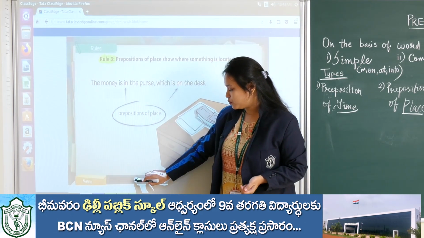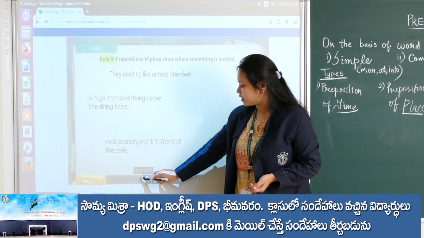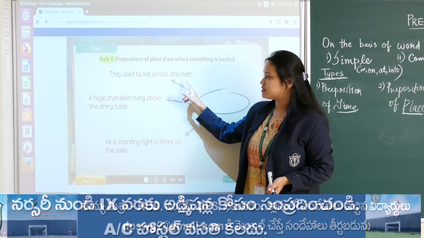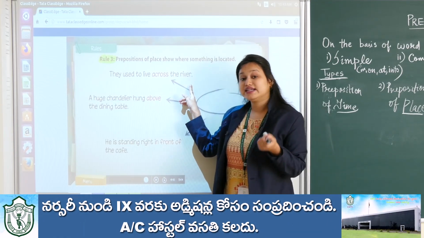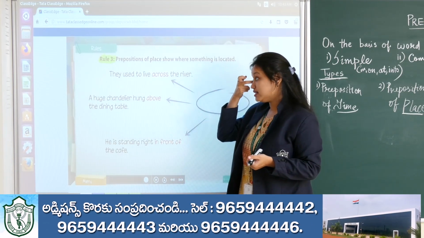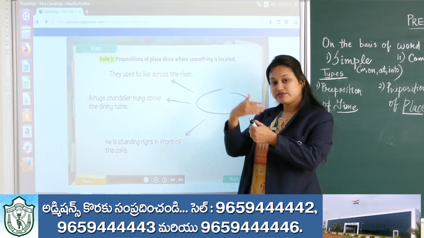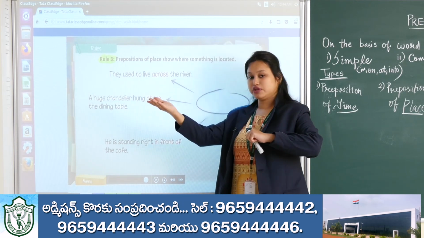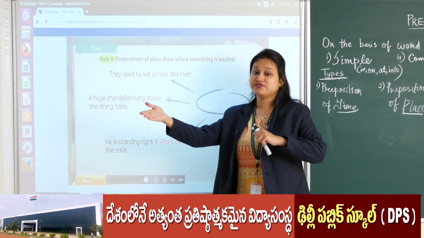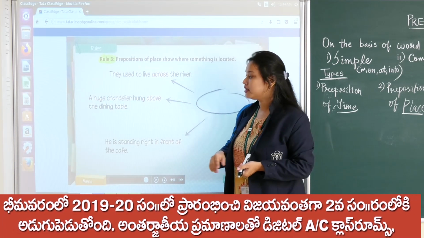Let's have some more prepositions of place. If we look here, "They used to live across the river." So where did they live? They used to live across the river. What is it saying? That a river was passing by and they used to live across the river, on the other side of it, on that shore. So across is again showing place. This is also a preposition of place.